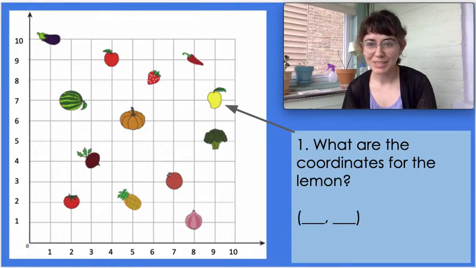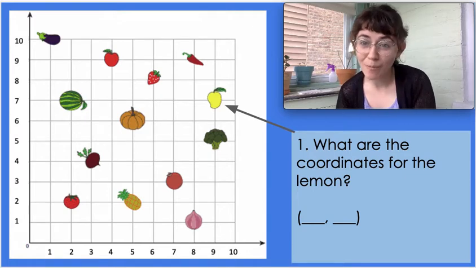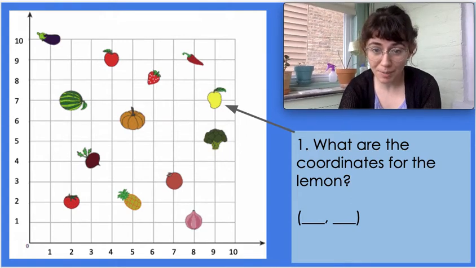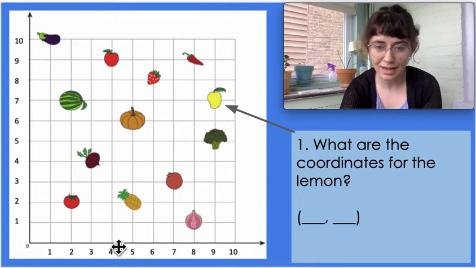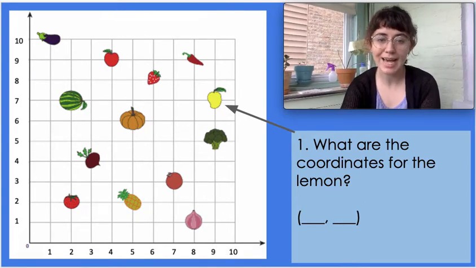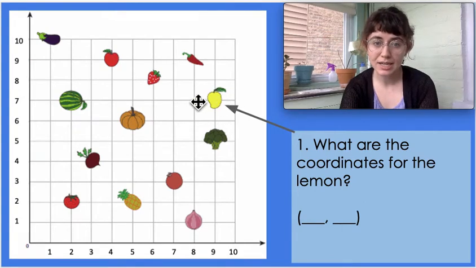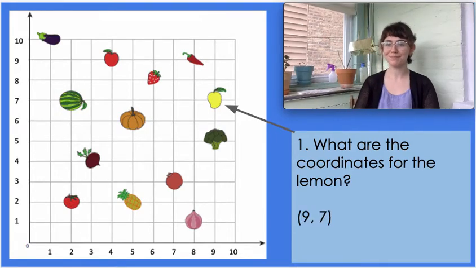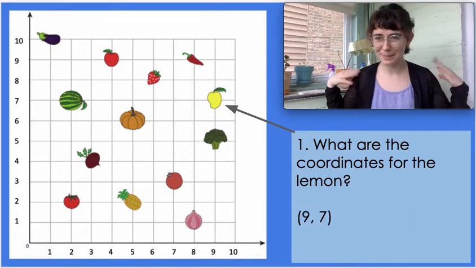Okay, now it's time to check your work. What number goes first and what number goes next? I'm always going to look at the bottom number line first, and I see that I had to go over 9 steps to line up with the lemon. So my first number is 9, and then if I go over here, I had to go up to the 7. So I'm going to write 9, 7. If you got that too, give yourself a big pat on the back.